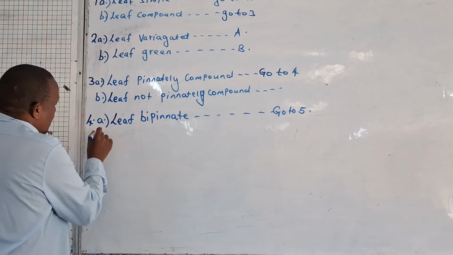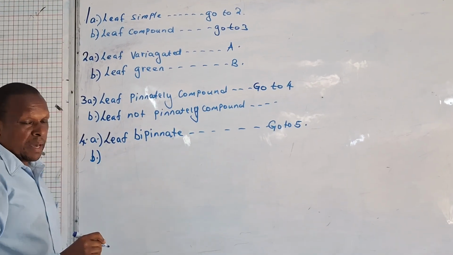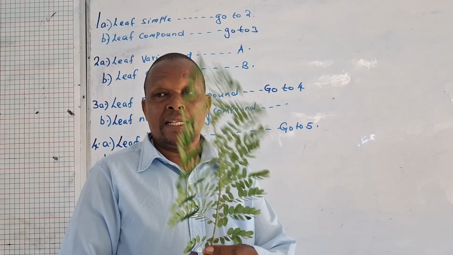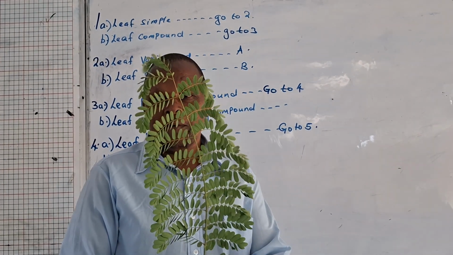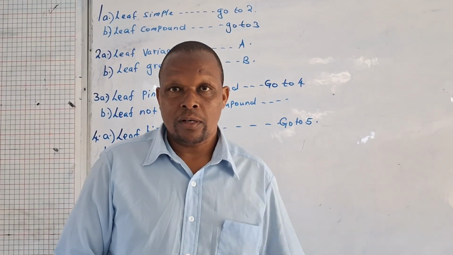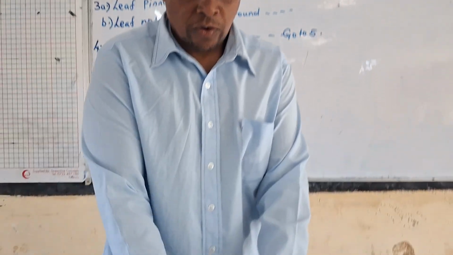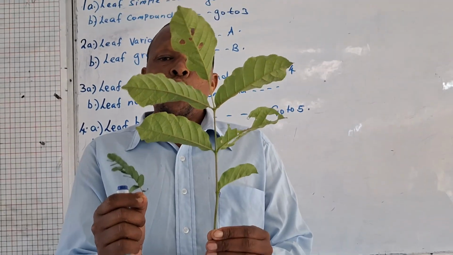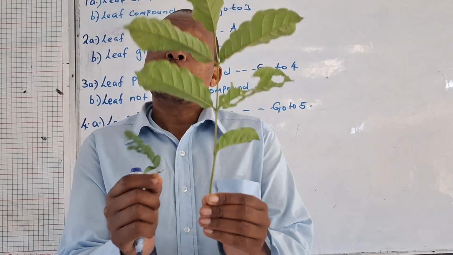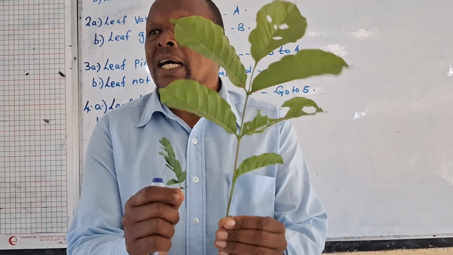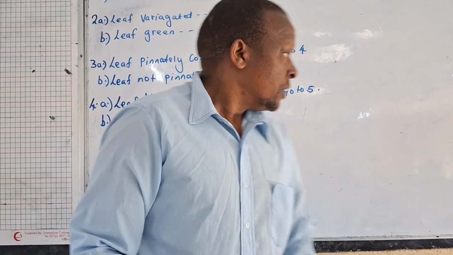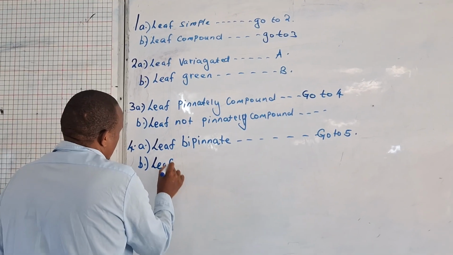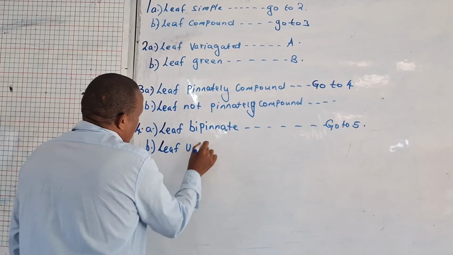Now we move to B. That was leaf bipinnate. This one has been identified. The bipinnate leaf has been identified. What do? We leave it because it is alone. Now we have got two types of leaves here. Both of these are unipinnate. So because there are still 2, we need to move to another step. So leaf unipinnate.